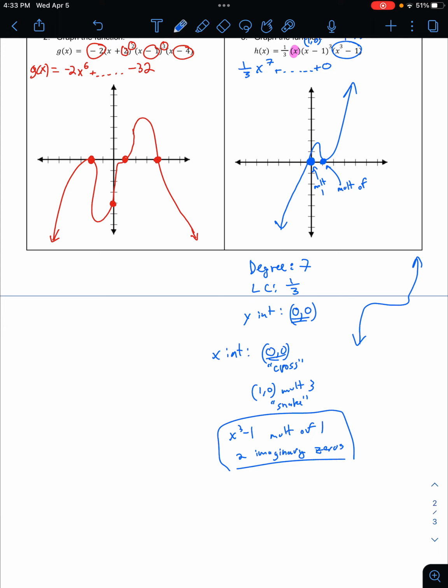Okay, so that had a multiplicity of 4. But we're supposed to end up with 7 zeros. So here's 1, here's 4 more. That means we're missing 2 zeros, which is fine. They must be on the complex plane, or they must be imaginary zeros.